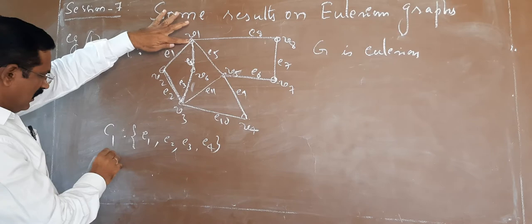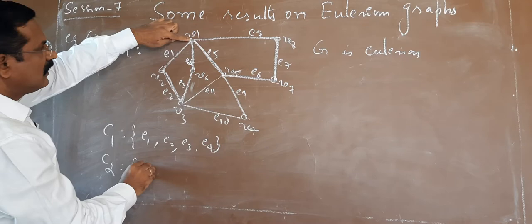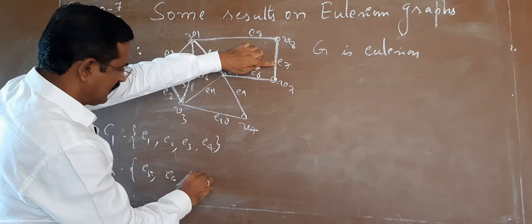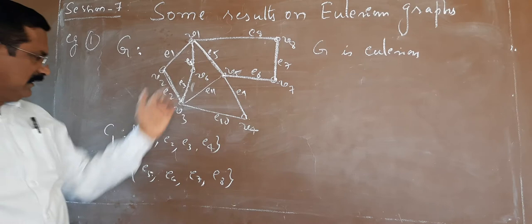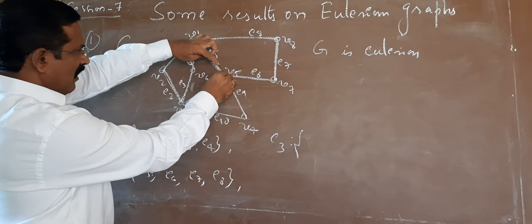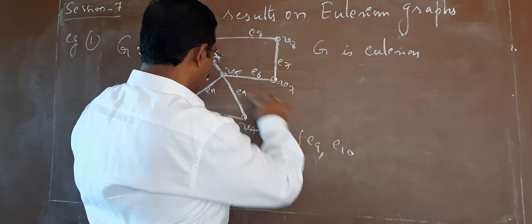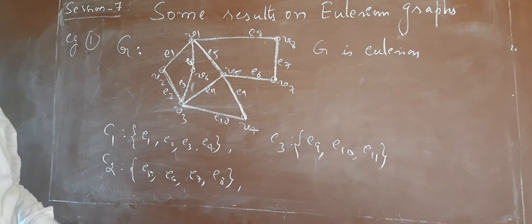Then similarly, if I consider the second cycle, the edges are E5, E6, next E7 and E8. So this is how we have partitioned these edges into another cycle. And one more cycle is there, that is C3. This is another cycle containing the edges E9, E10 and E11. So this is how we have partitioned the edges of this graph into cycles.